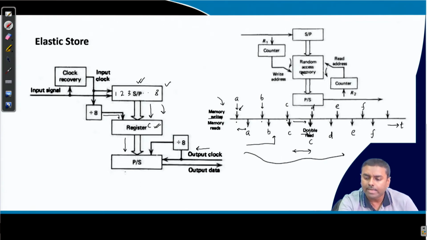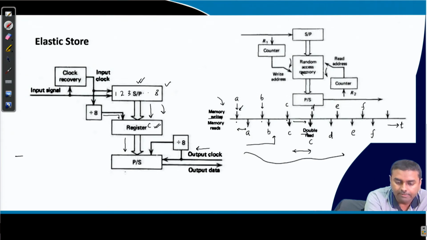The only thing is that there might be an occasional double read, and this double read will happen if your switch clock is a little bit faster than the input clock. If the reverse happens, we can again demonstrate that. Suppose the input clock is faster, but the writing clock is a little slower.